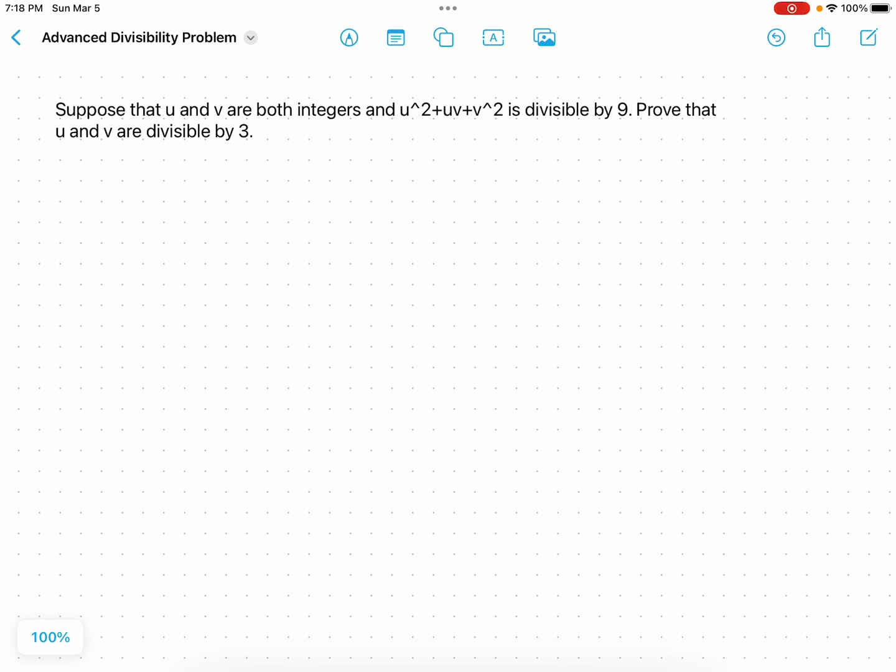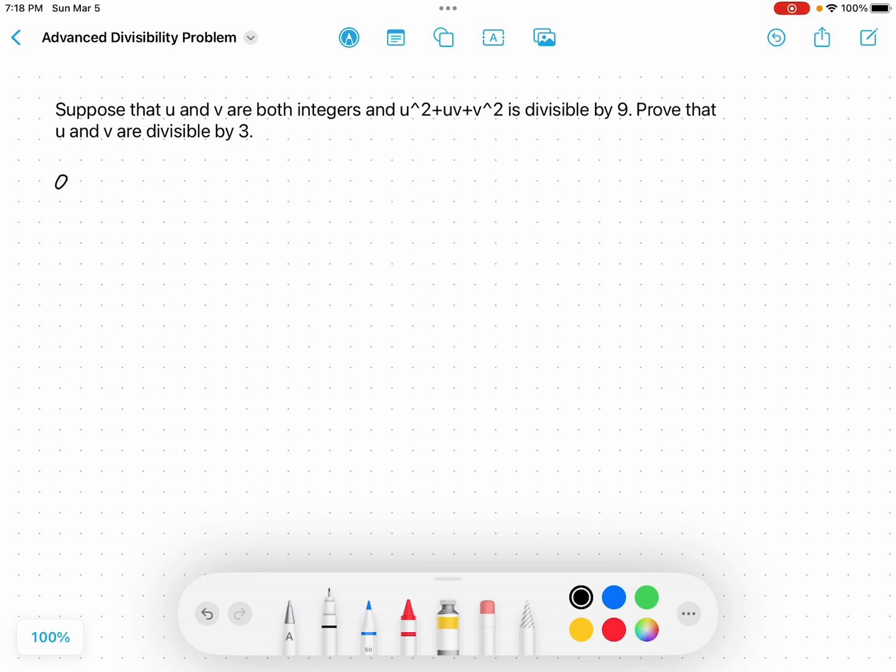So, to do this problem, we can first alter the form of u squared plus uv plus v squared. From the problem conditions, we can get that 9 is a factor of u squared plus uv plus v squared. And then we can change u squared plus uv plus v squared into (u minus v) squared plus 3uv.